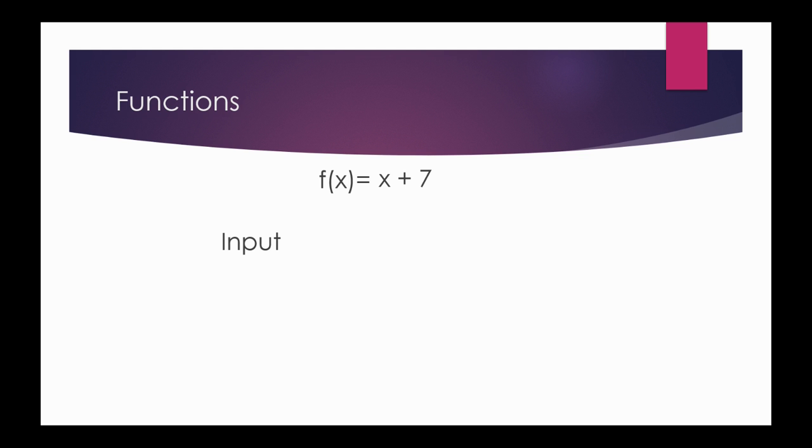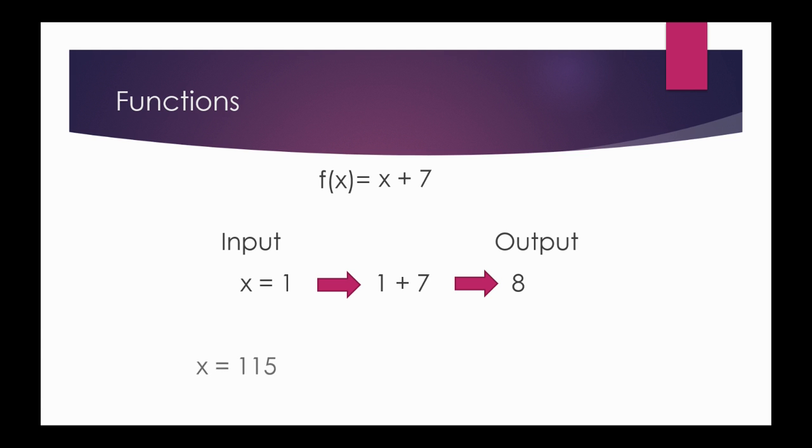So we need to put in something for x. Let's just say that x equals 1. So our input is 1. We are going to put 1 into that function, and then there's going to be a calculation, right? So now we're going to take that 1 and add 7 to it. So what do you get? Well, 1 plus 7 is 8. So this is what gets put out from the program. We call this the output.